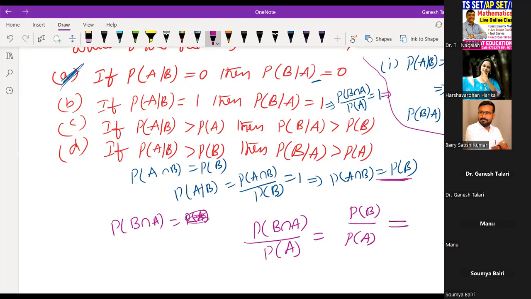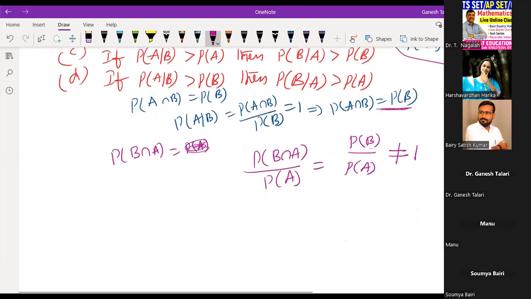So it is not at all equal to 1, because it is not necessary to be equal to 1, because probability of B is existent in the probability of B intersection A or probability of A intersection B. Both are the same. So that's why probability of B by probability of A is not equal to 1. So this is wrong. This is the wrong option.